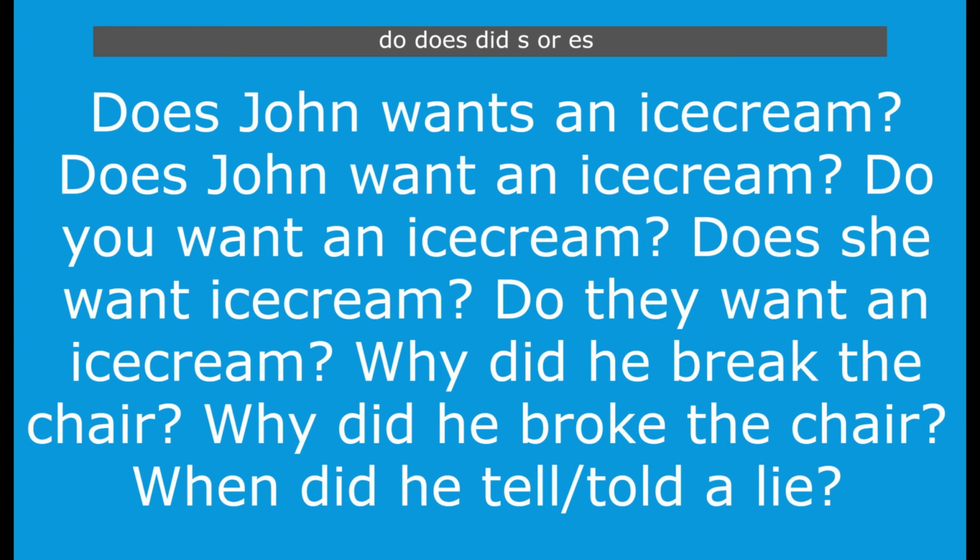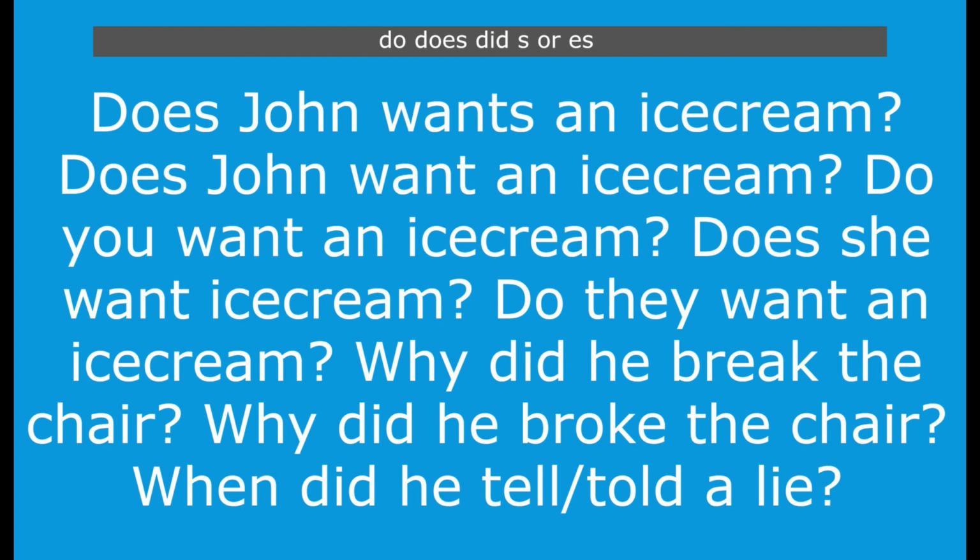When we use did, the verb that comes after did is first form. It is never second. Did is in fact the second form, and when we use did for asking a question, the verb that comes after that is always first form. Why did he break the chair? Did shows the past, so break is first form. We will not use broke when we have used did.